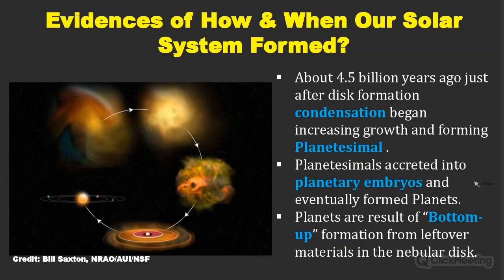Embryos, and eventually these embryos by colliding and by accretion actually formed planets. So basically, if you just want to put it in one sentence, what we can say is that planets are the result of bottom up formation from leftover materials in the nebular disk. So bottom up means that it has first its core, then it has mantle, crust, and then it attracts gases, which generates the envelope of gases, which is actually the atmosphere.